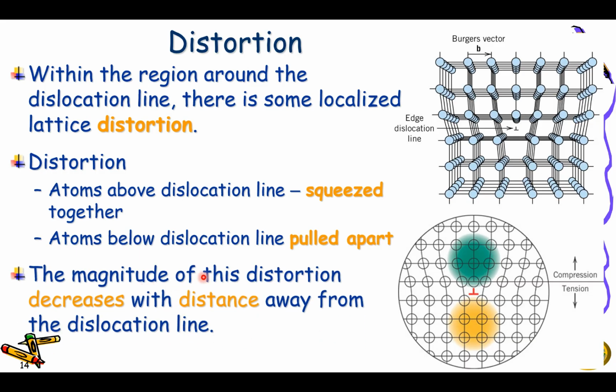So the magnitude of this distortion decreases with the distance away from the dislocation line. The distortion here will be less than the distortion degree here. You have serious distortion close to the line, and less distortion far away from this dislocation line.